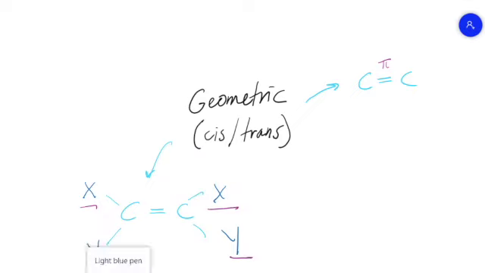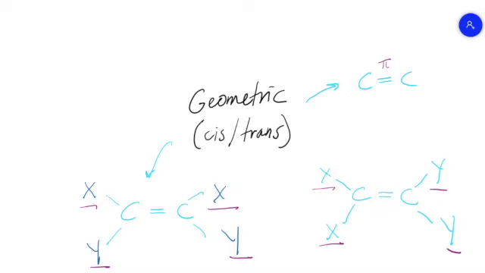What would not be an example of cis-trans isomerism is if the groups were the same on the left and if they were the same on the right. So for example, if you put two X's on the left and you put two Y's on the right, this would not show cis-trans isomerism because here X and X are the same on the left, and on the right, Y and Y are the same. So this does not show geometric isomerism.